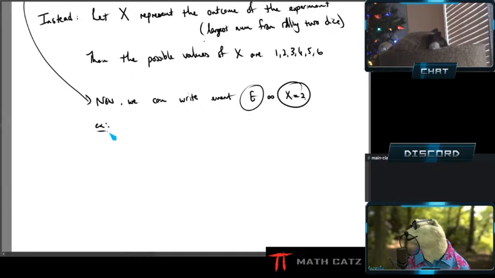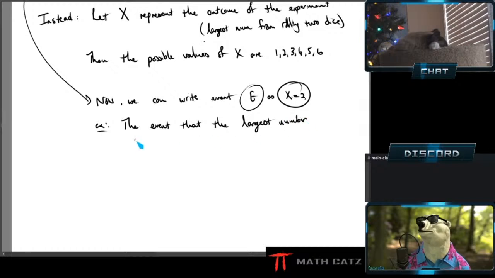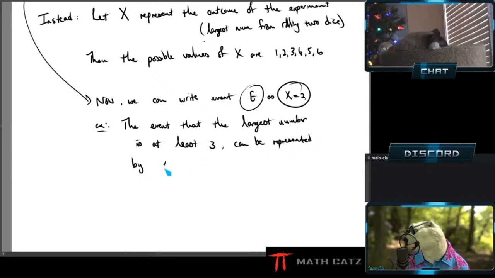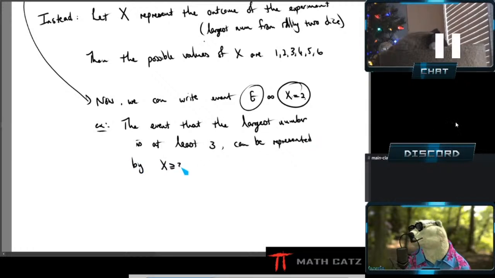So for example, here I could say the event, not doing anything new, just trying to be more efficient. The event that the largest number is at least 3 can be represented by x greater than or equal to 3.